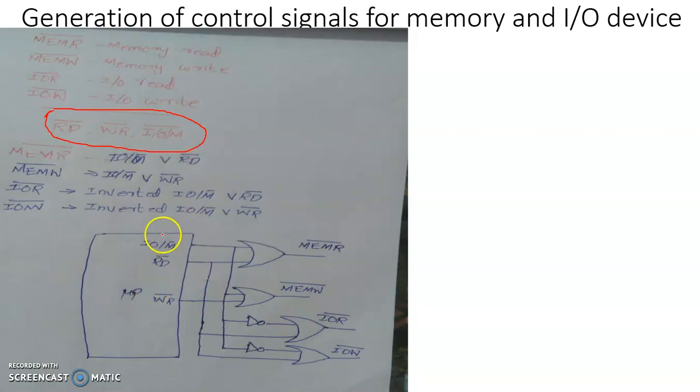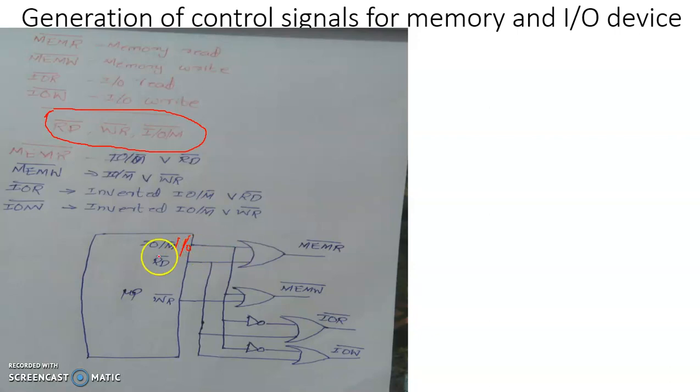This is the microprocessor. The three status lines are shown: RD bar, WR bar, IO bar M bar. We already know that if the content of IO bar M bar is high, it indicates that the address presently sent by the processor, or that is being loaded to the program counter, happens to be the address of an IO device. If it is going low, it indicates that the address now happens to be the address of a memory element.